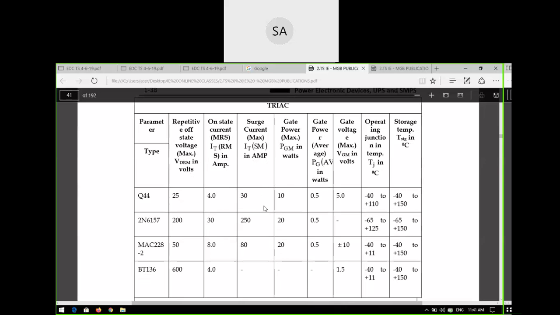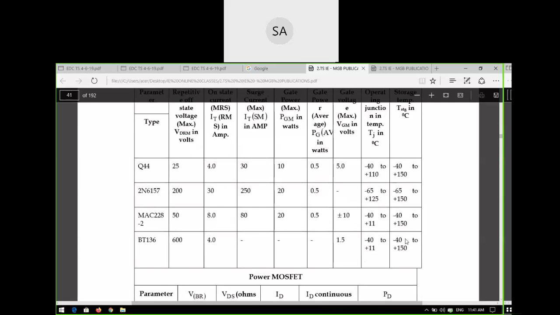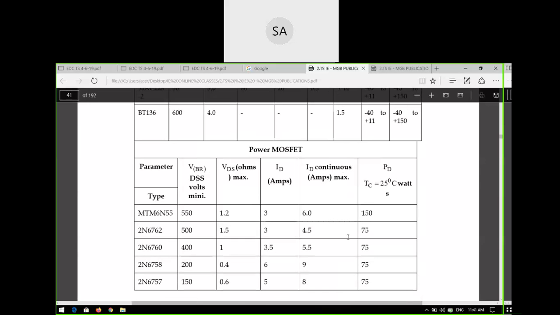MESC 228 to BT136. This is the more majorly used TRIAC device, BT136. BT136 is the TRIAC name. So if you have any device which is specified as BT136, it means it is a TRIAC. BT136 is mostly used in all the major projects.